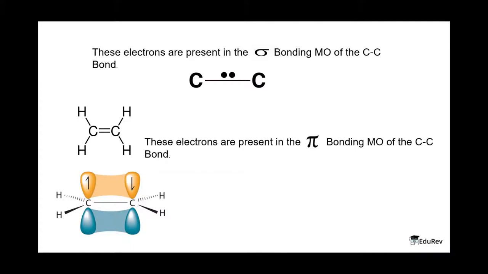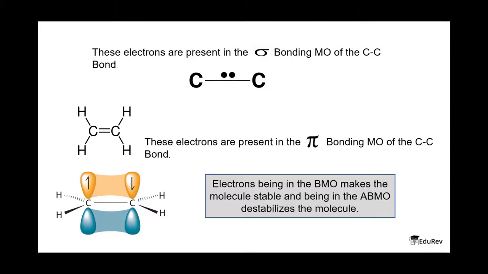It's not like electrons never go into the antibonding. They do go into the antibonding, but the number of electrons in bonding should always be higher than the ones in the antibonding, okay? So electrons being in the BMOs stabilizes a molecule, and electrons being in the ABMOs destabilizes a molecule.